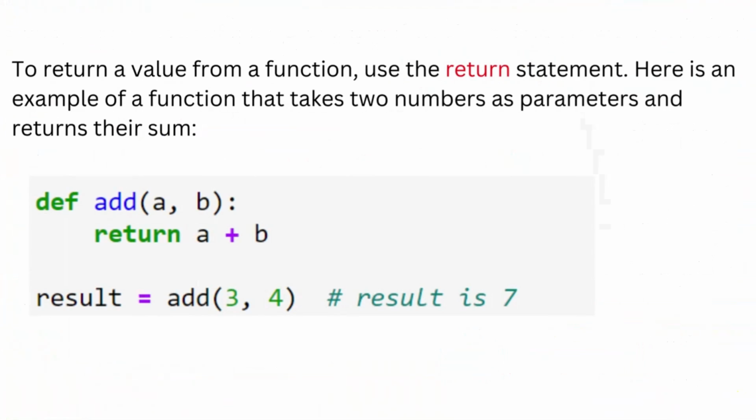If you want to call that function, then we assign the output of that function to a variable called result, and to call the function itself, we say add, which is the function name, and inside the parentheses, we pass the arguments. The arguments in this case are the numbers 3 and 4. So the expected result for that function would be 7.